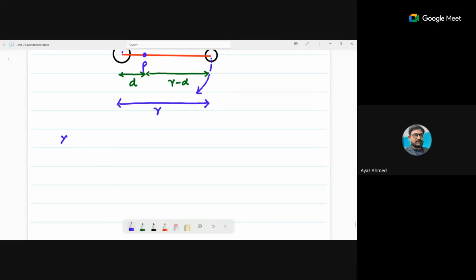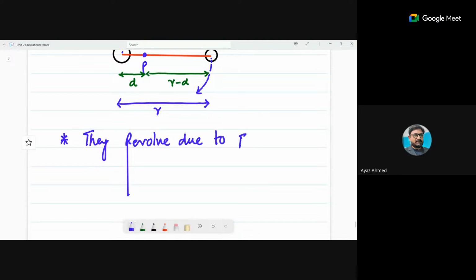Now, first of all, they are in space. There is no contact force available for their working. So why are they connected, or how are they revolving around each other? The main reason is they revolve due to FC. They revolve due to FC.